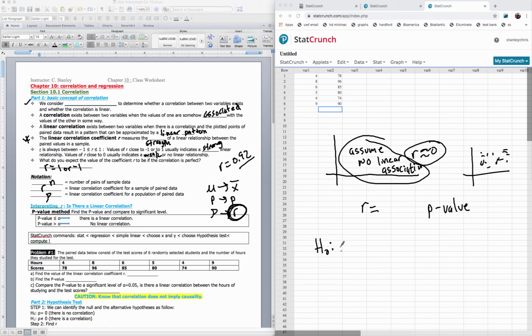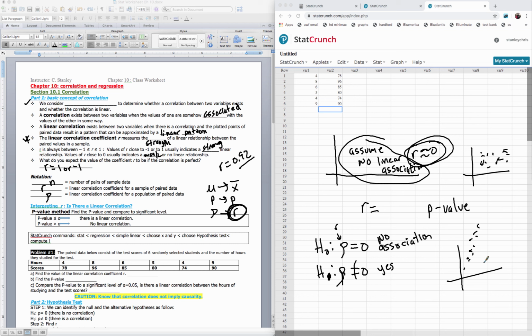Now here's your null. This is rho, but you could just think of this as R for now. Rho equals 0. This means that there's no association because you'd get an R of 0. And the H1 would be rho is not equal to 0. So this is no association. And this is yes, there's an association. You could usually just tell by looking at the scatter plot. If you get a scatter plot and it looks something like this, that doesn't look like that. That looks like this. So the p-value should be 0 for that one.